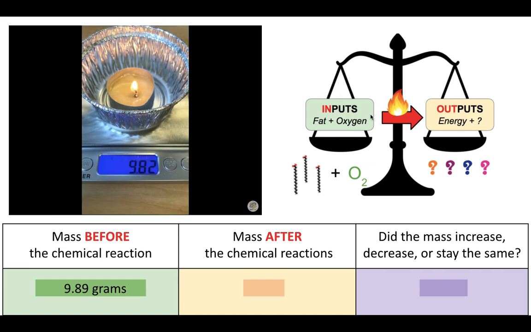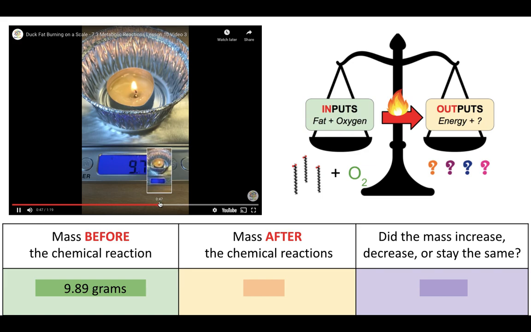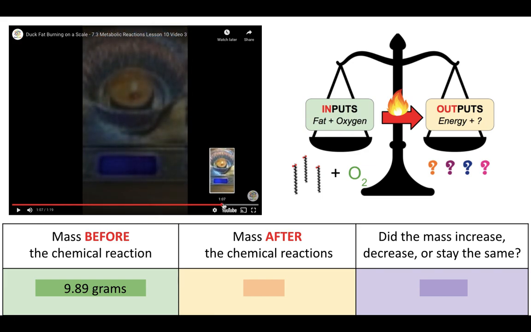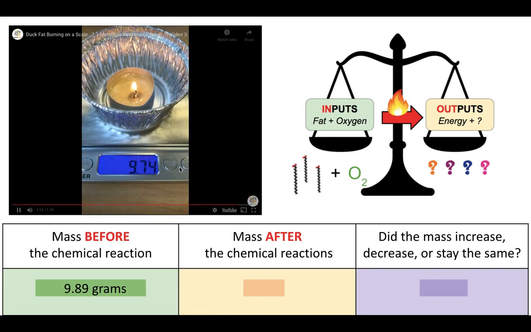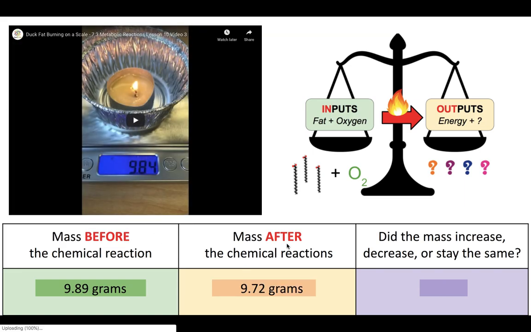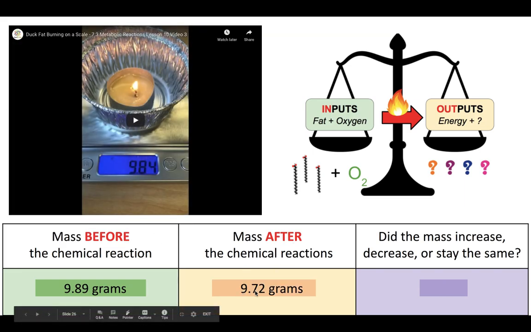The law of conservation of mass says that the inputs should be equal to the outputs. But you might be noticing something. Let's fast forward to the end. Now the mass is 9.72 grams. Yikes. So our mass after was 7.92 grams. Did the mass increase, decrease, or stay the same?